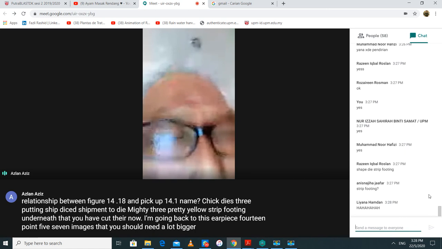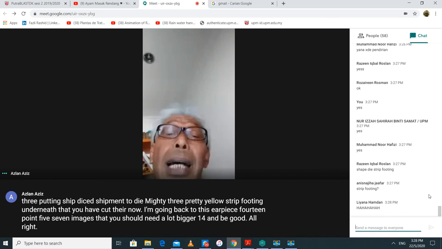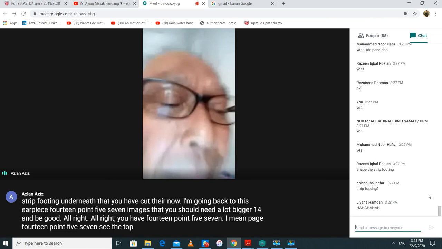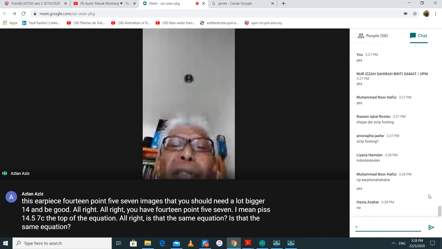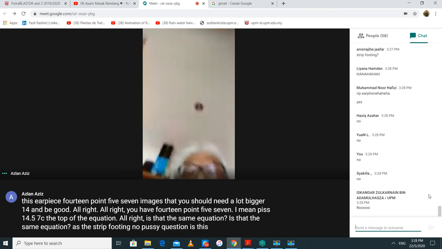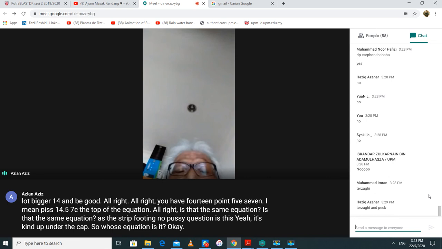Figure 14, page 14.57. Alright. I mean page 14.57. See the top of the equation. Alright. Is that the same equation as the strip footing? No. Whose equation is this? Yeah, Iskandar is good at talking. So, whose equation is it? Okay, Imran says Terzaghi. Okay, Terzaghi and Peck.